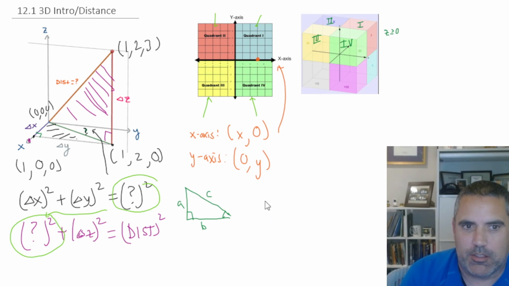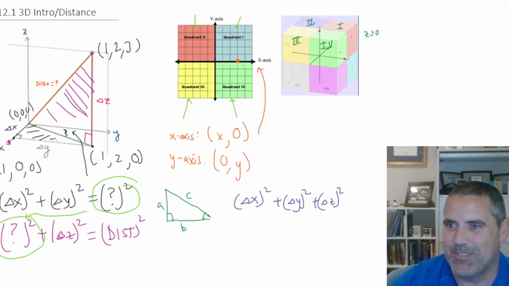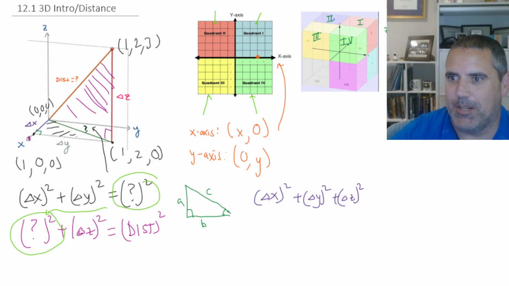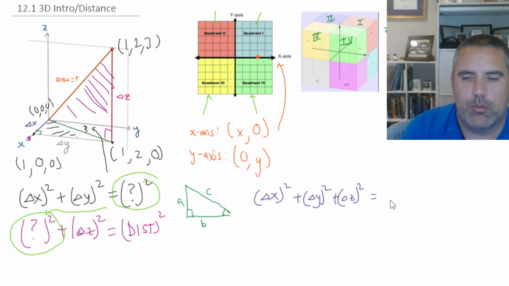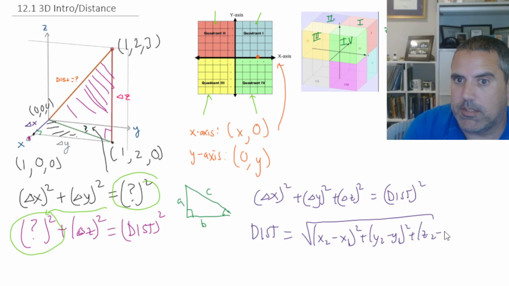Okay, so what we conclude is that the change in x squared plus the change in y squared plus the change in z squared, and I'm about to run into my head here. Oh, let's move this over. Let's move my head to the top. Okay, is equal to the distance squared. So that gives us our so-called distance formula. The distance is the square root of the change in x, which we could write as x2 minus x1 if we wanted, plus y2 minus y1 if we wanted, plus z2 minus z1.